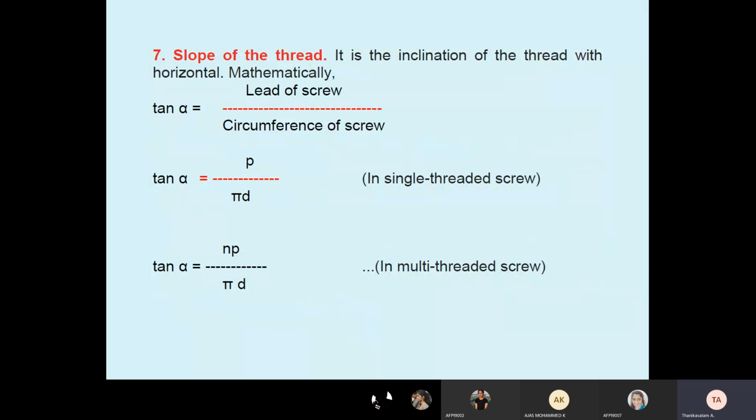Then slope of the thread: it is the inclination of the thread with horizontal. Then tan alpha equals lead of the screw divided by circumference of the screw. Therefore, tan alpha equals p divided by pi d, where p is the pitch. For a single threaded screw, tan alpha equals p divided by pi d. For a multi-threaded screw, tan alpha equals N into p divided by pi d.